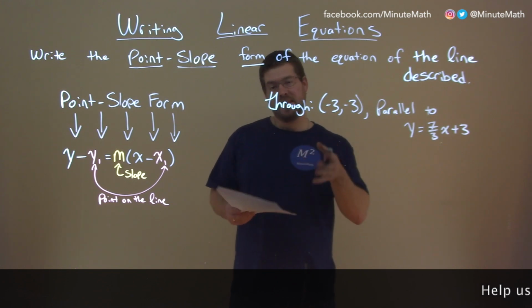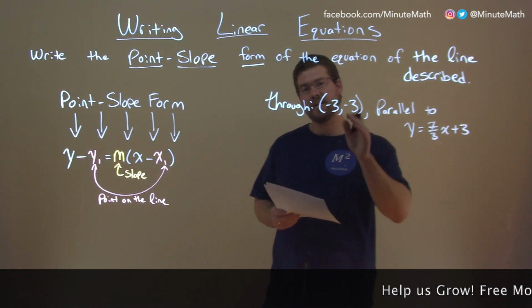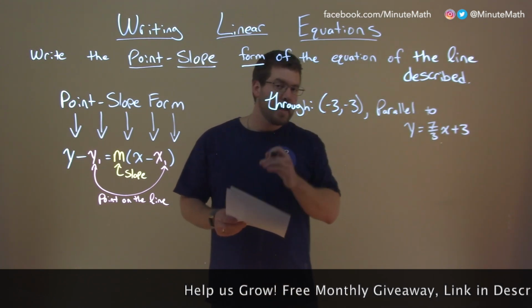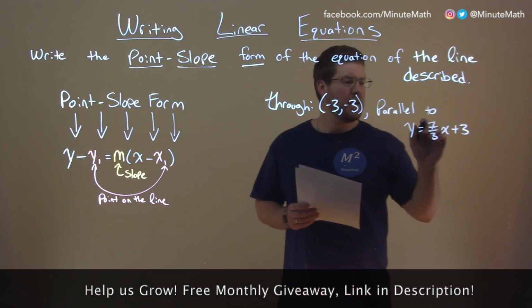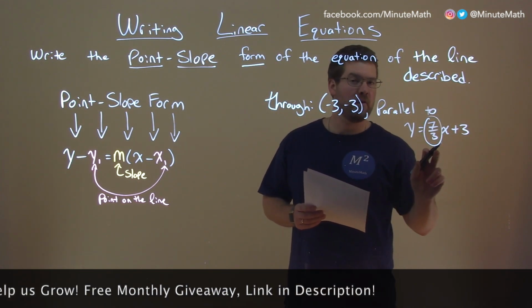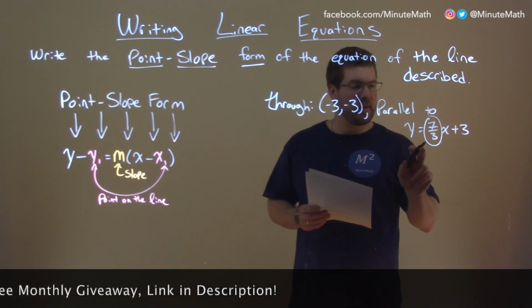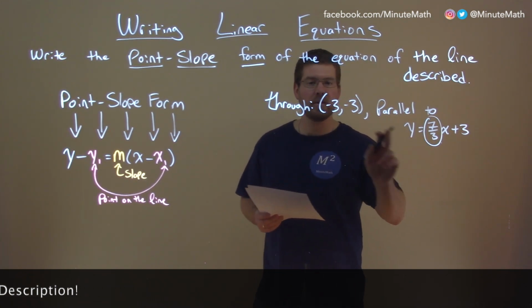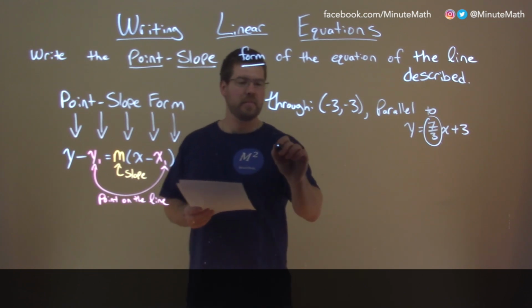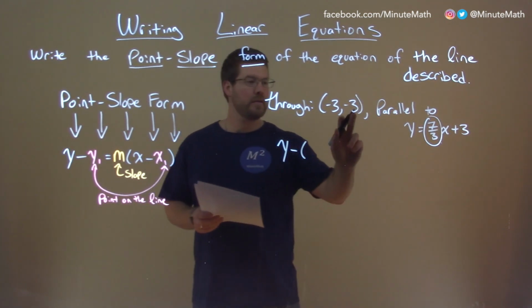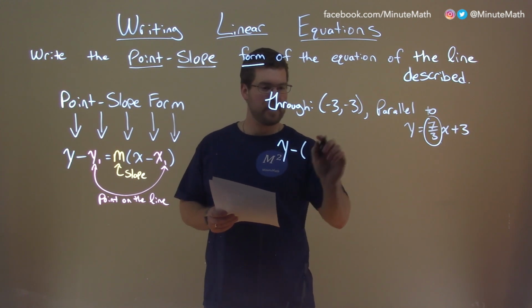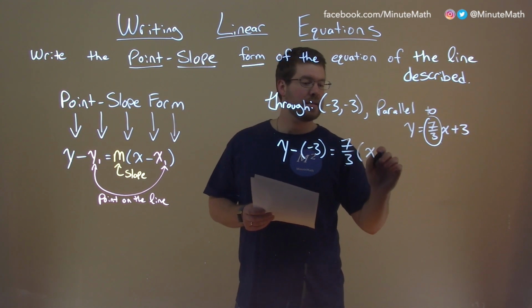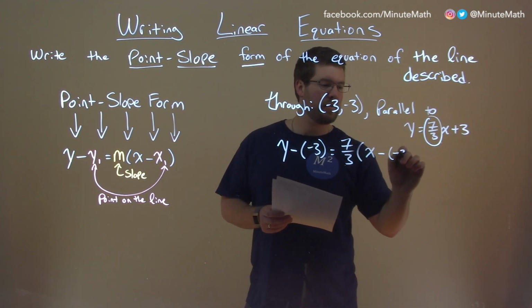I was given this problem: through negative 3, negative 3, and it's parallel to y equals 7/3 x plus 3. The key here to find point-slope form is to find the slope of that line, the one it's parallel to, right? 7/3. That's our slope, so our new line will have the same slope. So we use that information plus the point they gave us in our formula. So y minus the y coordinate, which here is the same as the x, but make sure we know where we're getting it from, negative 3, equals our slope, 7/3, times x minus our x value, negative 3 again.